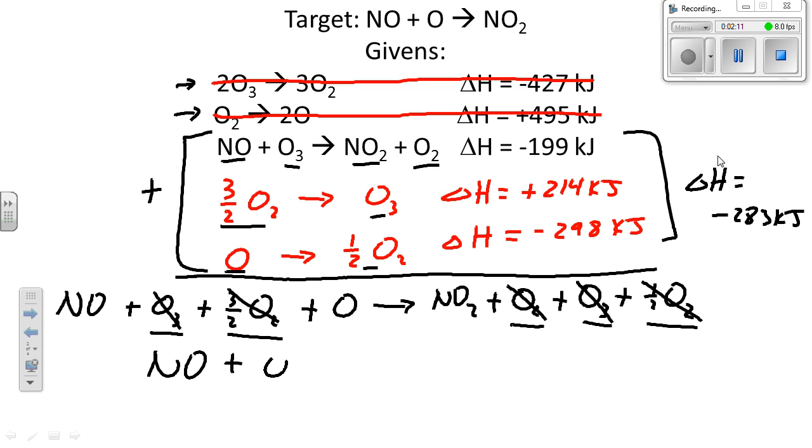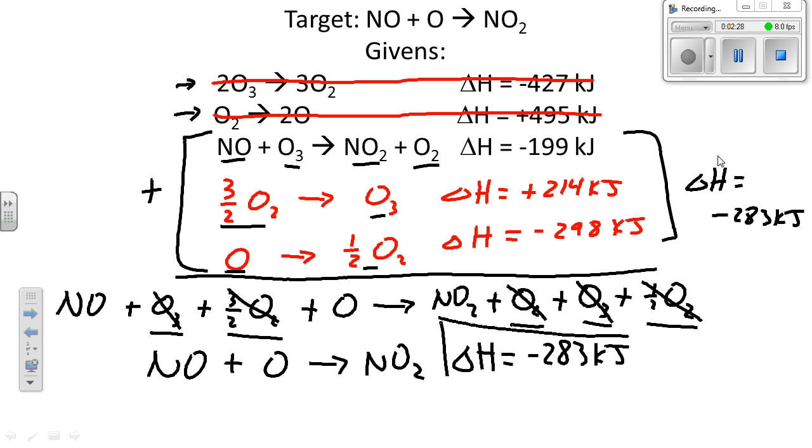And let's see what we've got left, because I think we're in good shape here. NO plus O yields NO2. And the delta H that we calculated for that was negative 283 kilojoules. All right, and that's our final answer right there, because that's what we were asked to find.